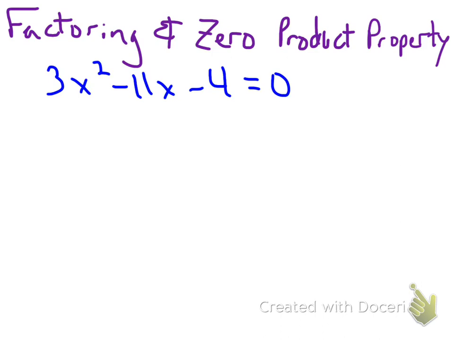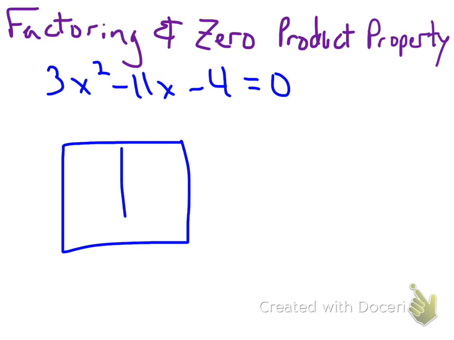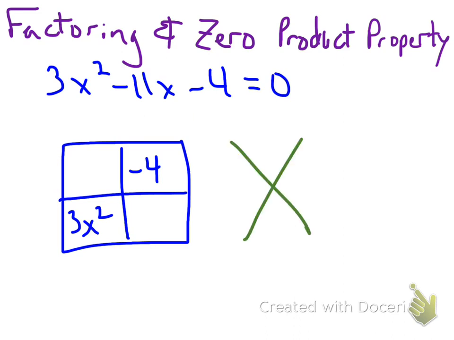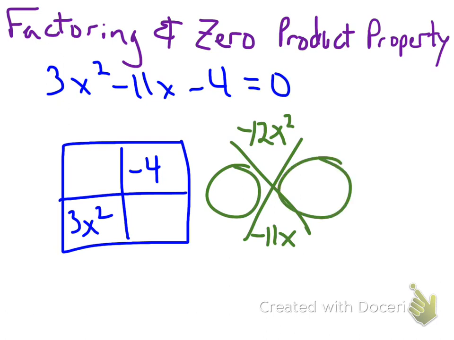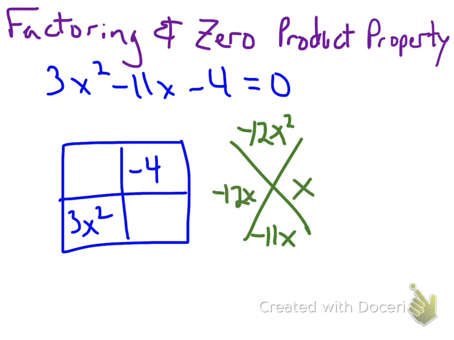Okay. So to factor, I'm going to make my generic rectangle. My first term of 3x squared is going to go in the bottom left. My last term of negative 4 is going to go top right. Once I have that, I now need to go to my diamond problem. Multiplying these two together go up top, so I get a negative 12x squared. My middle term of negative 11x goes in the bottom. And what two things add to negative 11x but multiply to negative 12x squared? That is going to be a negative 12x and a positive 1x.